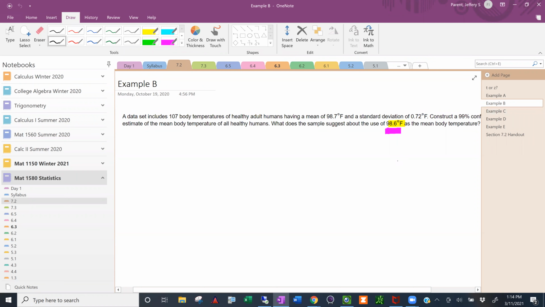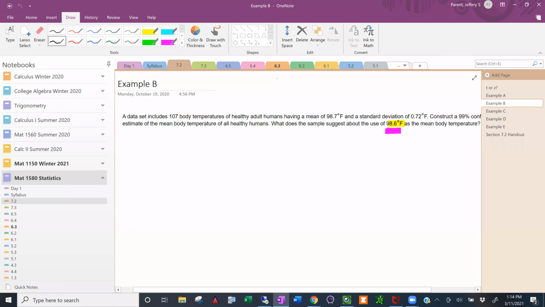Let's move on to example B. Example B. A data set includes 107 body temperatures of healthy adults having a mean of 98.7, a standard deviation of 0.72. Construct a 99% confidence interval estimate of the mean body temperature of all healthy humans. All right, let me just stop right there.